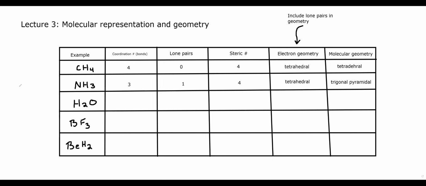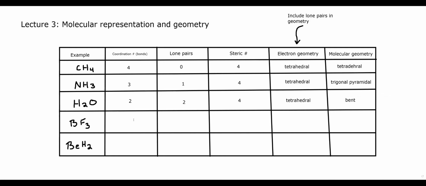Next, we have H2O. H2O has 2 bonds, 2 lone pairs, steric number of 4. Okay, once again, if we have a steric number of 4, we have 4 things connected to this oxygen. We have 2 hydrogens and 2 lone pairs. So those will spread out from each other in the shape of a tetrahedron. But if we consider just the molecular geometry, just the bonds, this would be bent. That is a bent geometry.